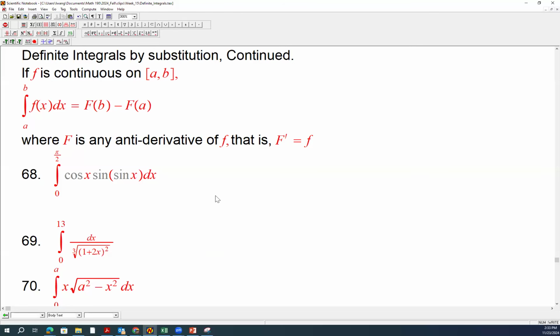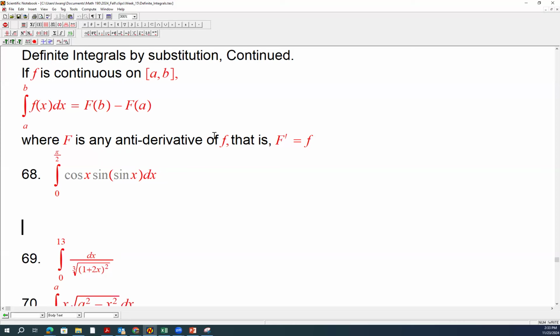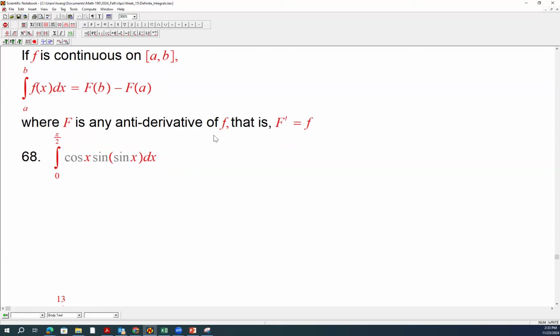Hello, in this lesson, we're going to continue to work on the definite integral by substitution method. And this is part B. And of course, we know that we're going to apply the fundamental theorem of calculus part 2. And there are multiple ways to show work. So please pay attention if you have questions about how to show work.